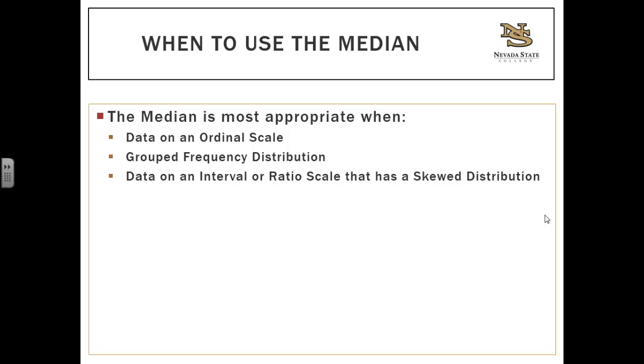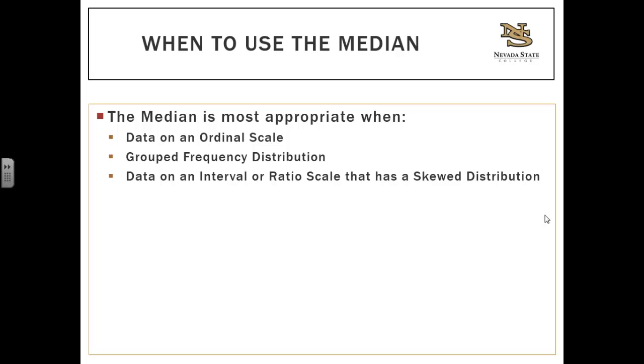You can use the median when you have data on an ordinal scale. Remember, with ordinal data, you know the direction of differences, but not the magnitude, like first, second, third place. You know the person who finished third finished after the person who finished second, but you don't know the difference. Or when you have a grouped frequency distribution, you can go ahead and use the median because you don't have to calculate the sum of x, but you still have values in a meaningful order, so you can identify a midpoint. Or when you have data on an interval or ratio scale, but it is skewed.